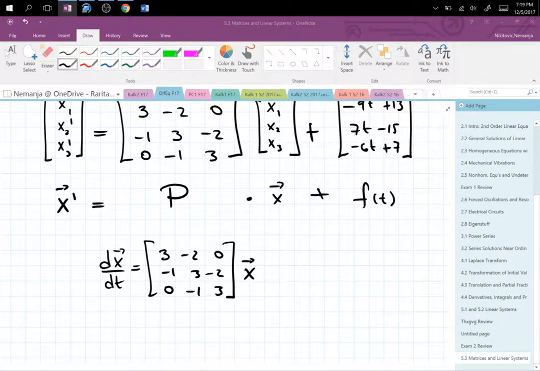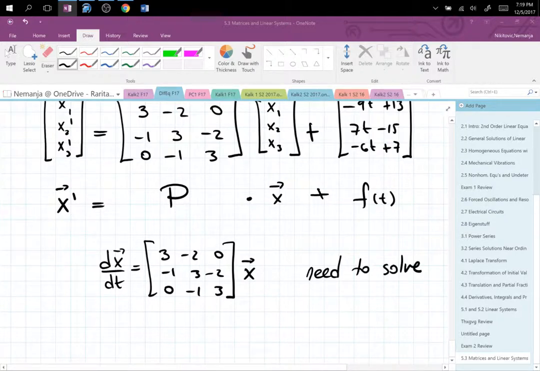Now, since we ran out of time, I'll just stop here and say we need to solve this. We'll figure out the way to solve this next time, and then we can finally get into eigenvalues and real cool stuff.